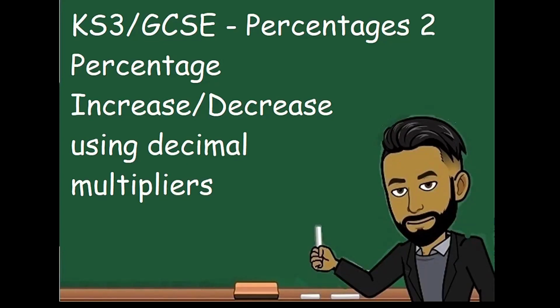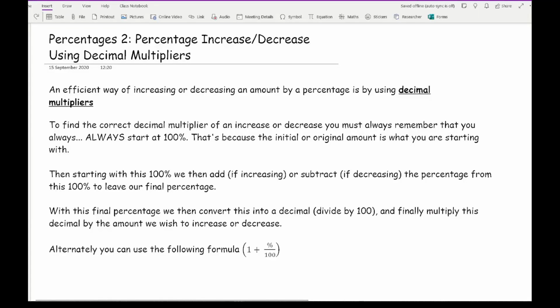So welcome everybody to this latest video on 162 Maths, and in this video we'll be continuing with the theme of percentages with a focus of percentage increase and decrease using decimal multipliers. Now, an efficient way of increasing or decreasing an amount by a percentage is by using decimal multipliers.